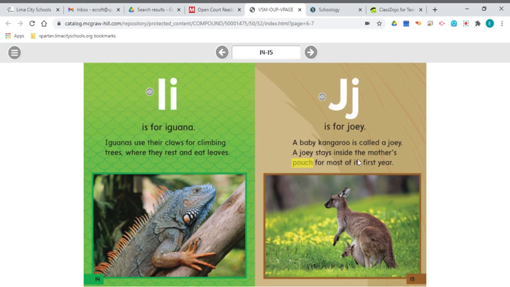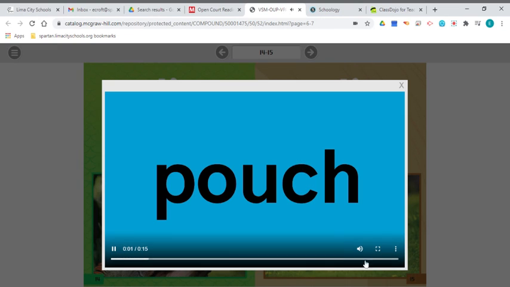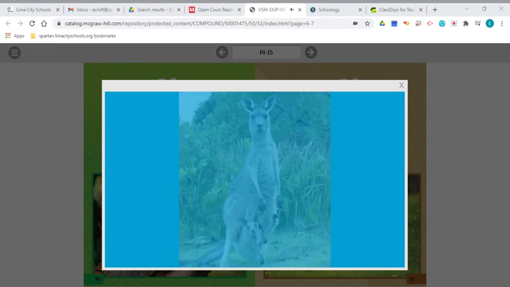A joey stays inside the mother's pouch for most of its first year. Now, what is a joey? It's a baby kangaroo, right? So instead of saying K is for kangaroo, he said J is for joey, which is a baby kangaroo. Pouch. A pocket of skin on some animals.